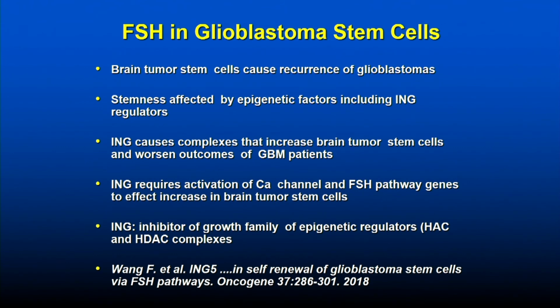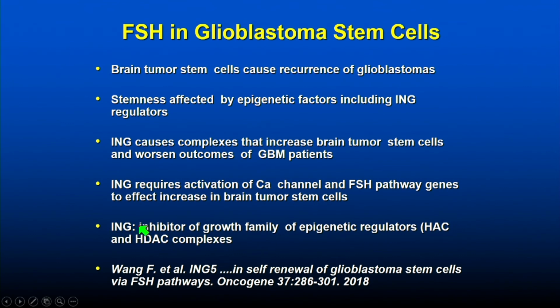And the final thing that I wanted to mention in terms of the very interesting preclinical goes back to the question. This is a paper just published looking at the growth of glioblastoma multiforme. It turns out that so-called brain tumor stem cells are causing the recurrence of glioblastomas. And these stem cells are affected by epigenetic factors, including a group of regulators that are called the ING regulators. And these ING regulators, of which there are 5 or 6, are actually inhibitors of a growth family of epigenetic regulators that work through histone acetylase and histone deacetylase complexes.